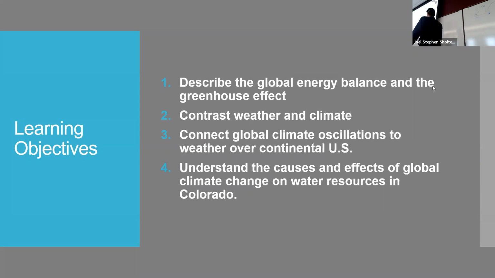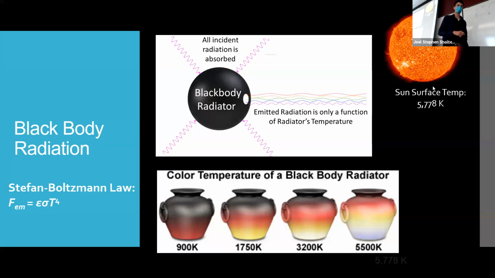We're going to connect global climate oscillations to weather and climate patterns over the continental US and Colorado, just to understand the climatic context that we're in in Colorado. And we'll understand the causes and effects of global climate change on water resources in Colorado. That was related to the article that I had you read.